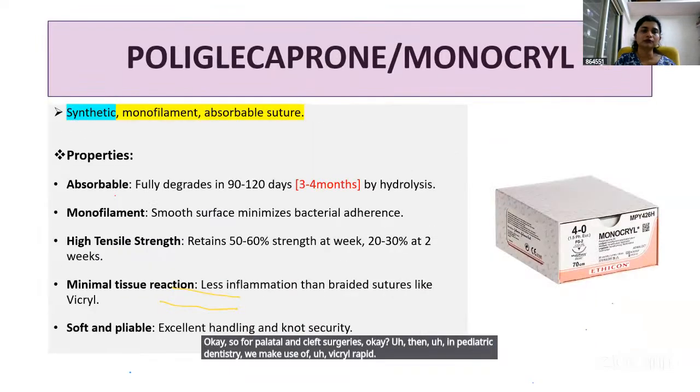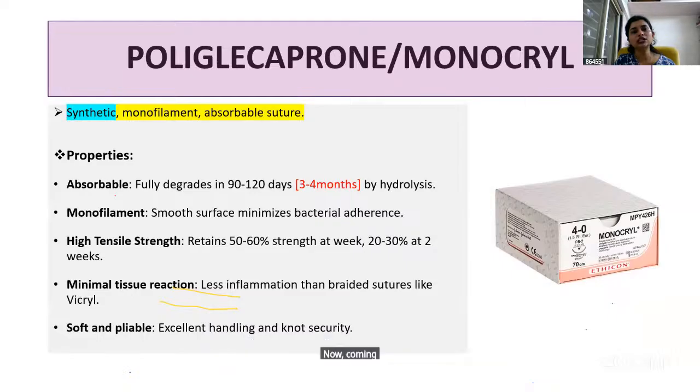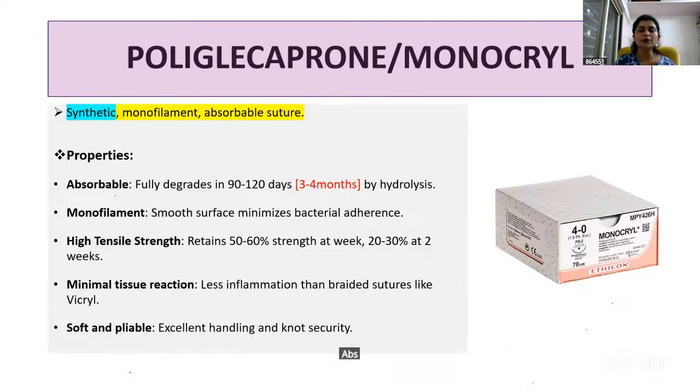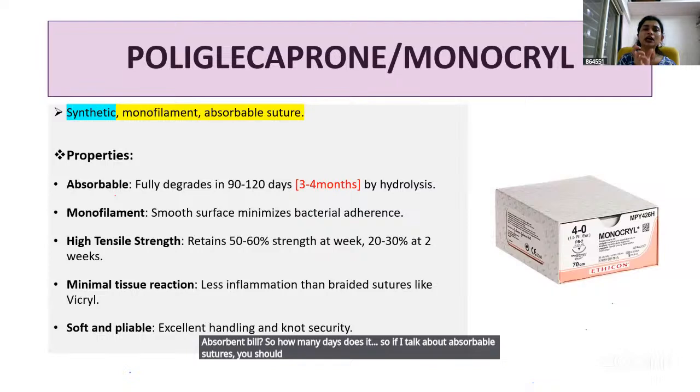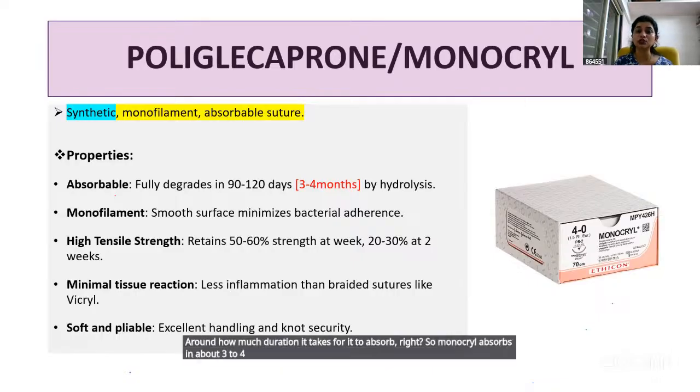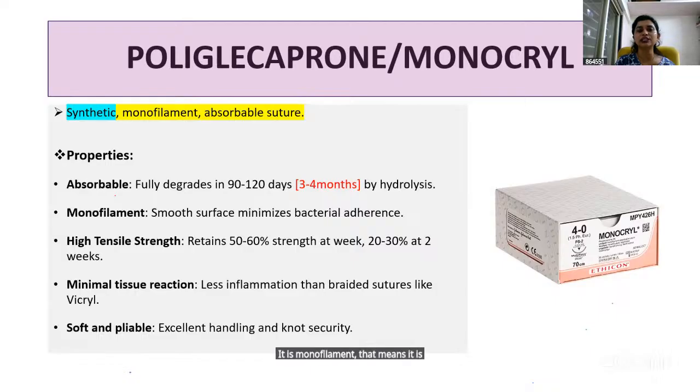Okay. Now coming to the next suture, that is Monocryl, that is poliglecaprone, the scientific name of this Monocryl. It is a synthetic monofilament absorbable suture. Absorbable. So how many days does it take? If I talk about absorbable sutures, you should have a tentative idea of around how much duration it takes for it to absorb, right? So Monocryl absorbs in about 3 to 4 months, by the process of hydrolysis. It is monofilament. That means it is going to be very smooth. Okay, the passage is going to be very smooth.